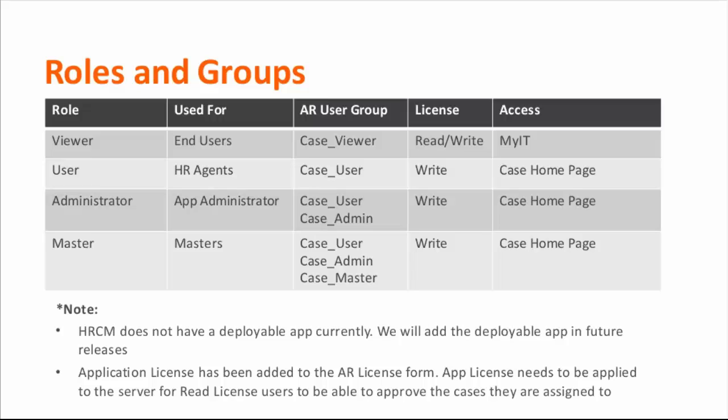Masters are the super users we introduced in 4.6. They are able to do everything, whatever we talked about, and they have a global access to everything. We cannot revoke an access from a case master to anything. So in 4.6, we also license the app so that all the read licensed users can approve the cases.